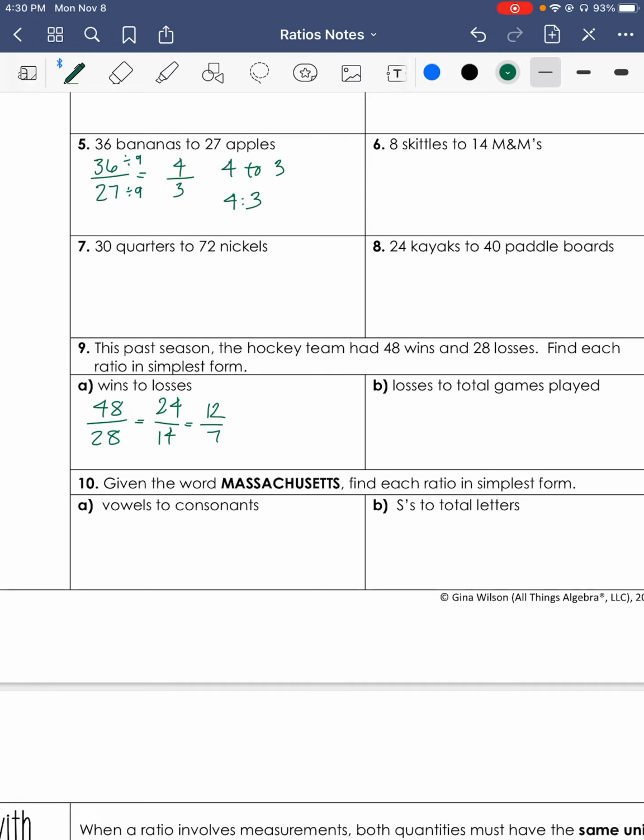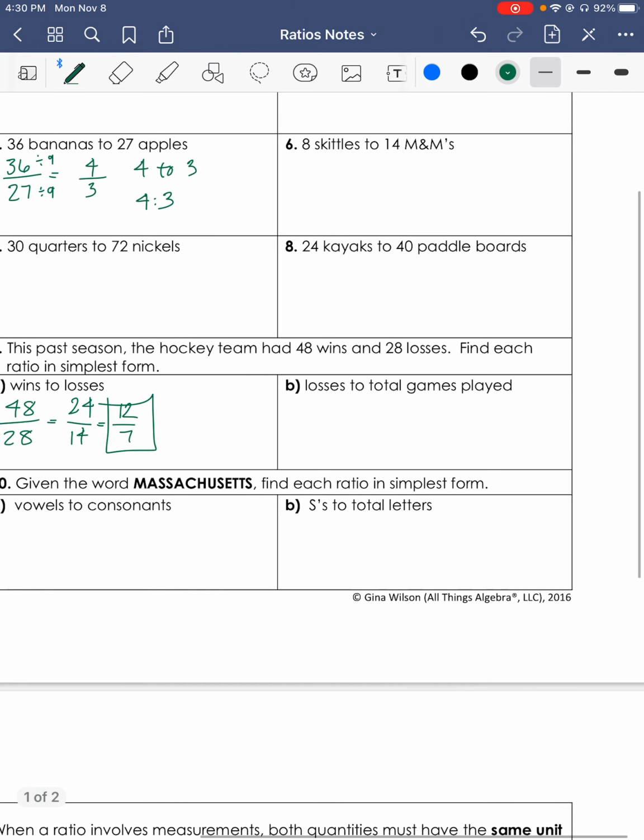Okay, and it just says the ratio in simplest form. It doesn't really give us directions to write it any other way, so we can just leave it like that. Total losses to, or losses to total games played.